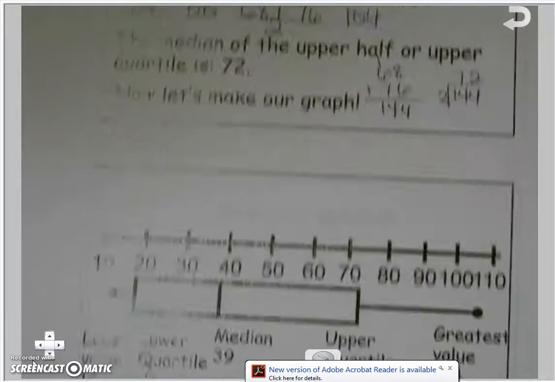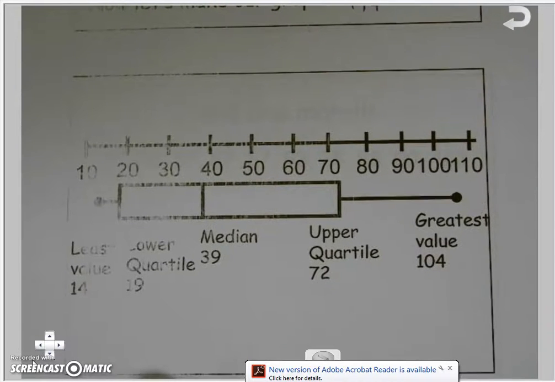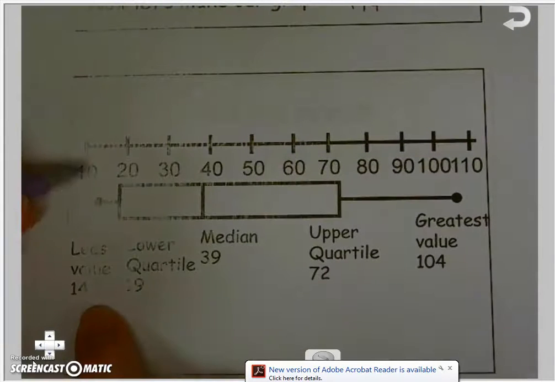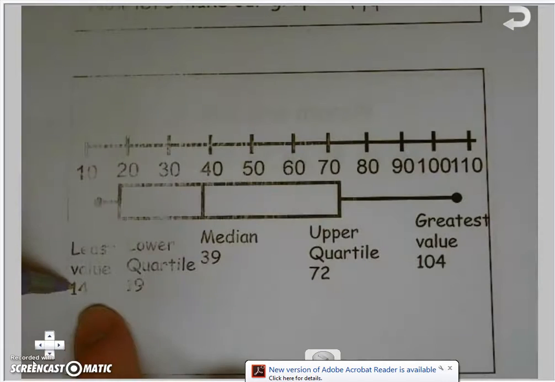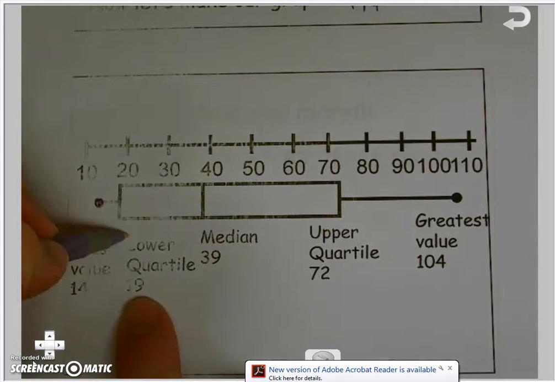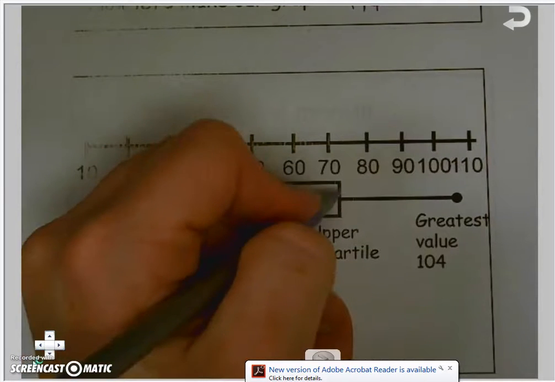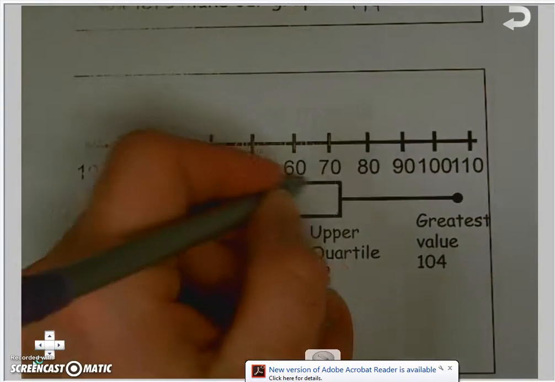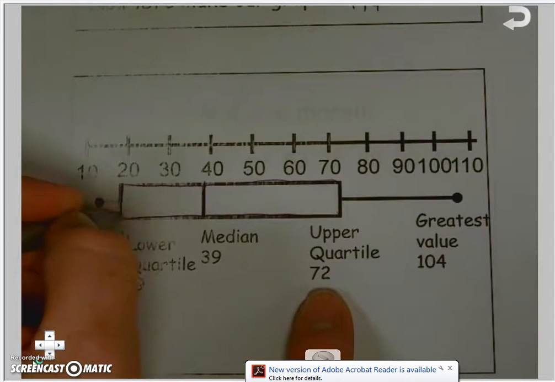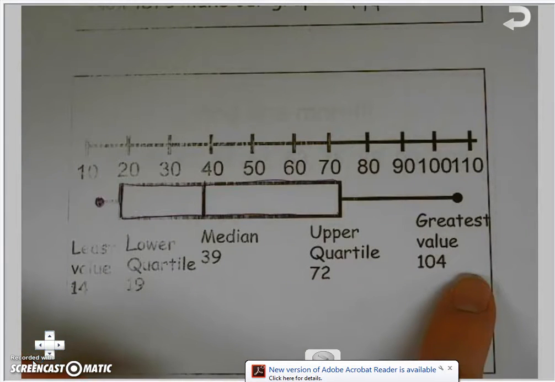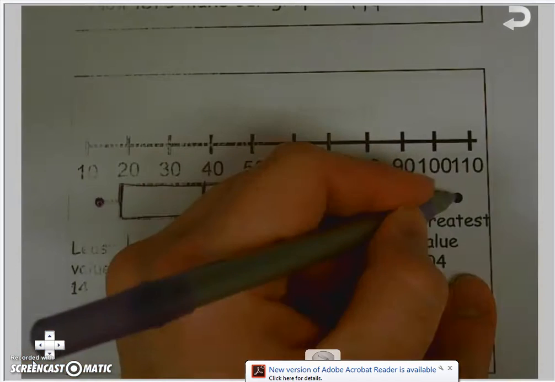Okay. So now what I did is, in all of my data, 14 was the smallest number. So that's where you're going to start your box plot. My lower quartile, my lower median was at 19, so that's going to start a box. Here's our median. Our upper quartile, our upper median was 72. So basically all your medians come together and make the box. Then the greatest number is 104. So that's where our graph ends.